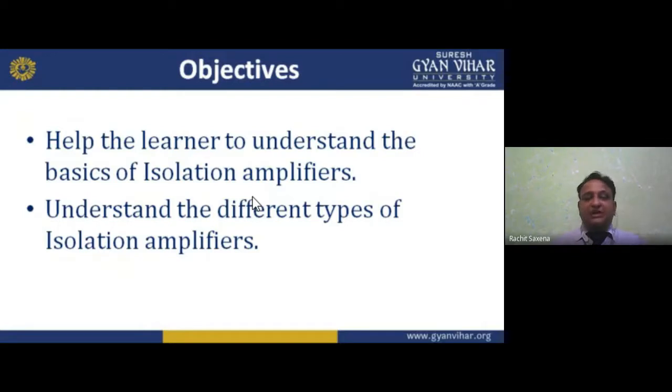First, we are considering the basics. What is the basic theory, why we are using this isolation amplifier, and why it is called an isolation amplifier. The word isolation comes from isolate, basically we isolate something. So that is the isolation amplifier. And secondly, the different types of isolation amplifier, because we have so many types, so understand the types of that. Okay, so these are my objectives.